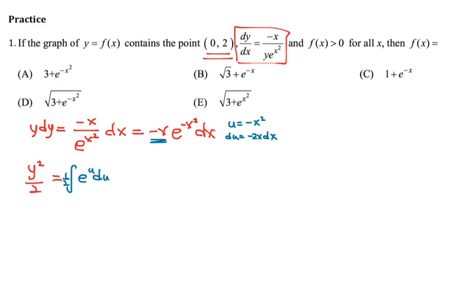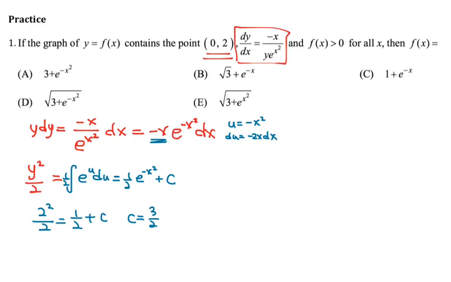Now once you integrate this, we will get 1/2 e to the u. But what was u? u was equal to negative x squared, plus c. Don't forget c over there. But this equation has to satisfy (0, 2). Then when I plug in 0 for x, 2 should be plugged in for y. So we get 2 squared over 2, which is equal to 1/2, and then e to the 0 is simply 1, so plus c. Then we can easily see that c must be equal to 3 over 2.